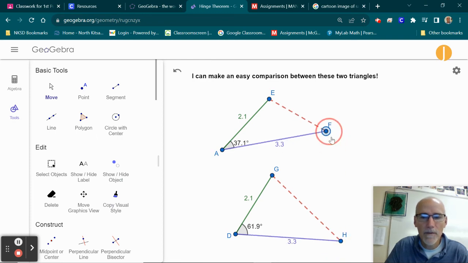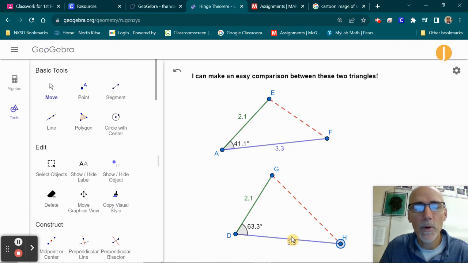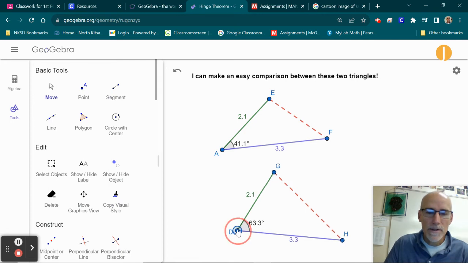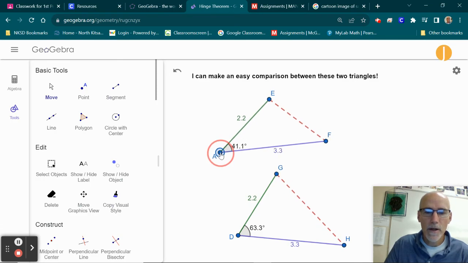I can grab F here, I could grab H down here, and the purple sides always stay 3.3. How about the green sides? Can we make the green side shorter? No, that just moves the triangle, right? There's, oh, I didn't know I could do that.